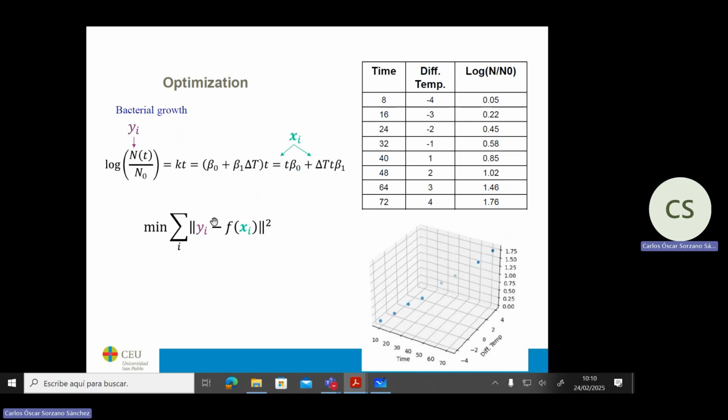From this time and difference in temperature, I want to predict the bacterial growth. So I have some observations on Y, and some observations on X. This is what I want to predict, and these are my predictors. There is a functional relationship between the two. Then I can use least squares to look for beta 0 and beta 1 such that this distance is minimized for each observation. That is the key for parameter estimation. So you have to define a loss function. In our case here, it is the difference between what we predict and what we observe.